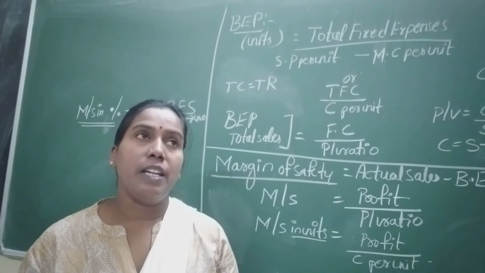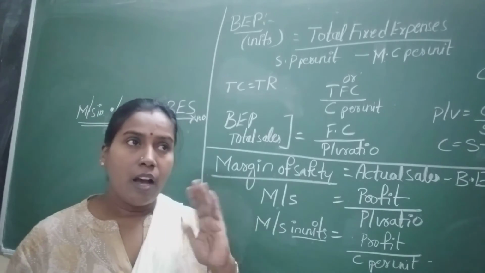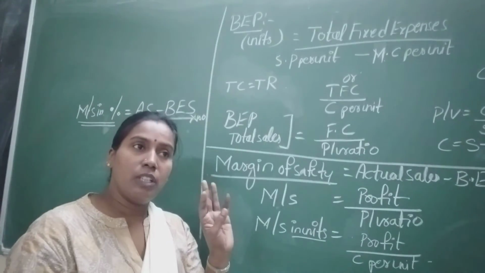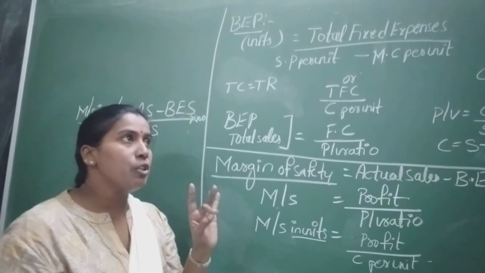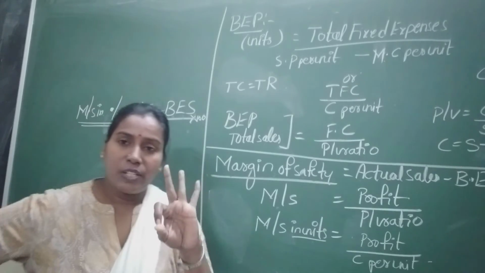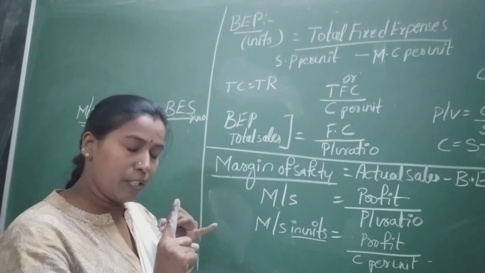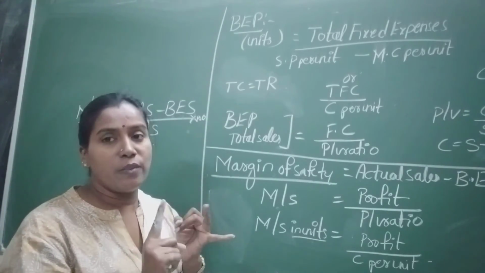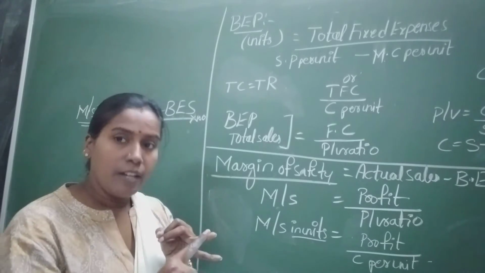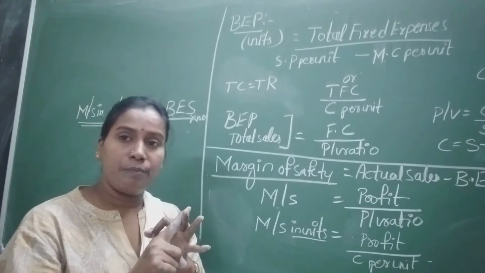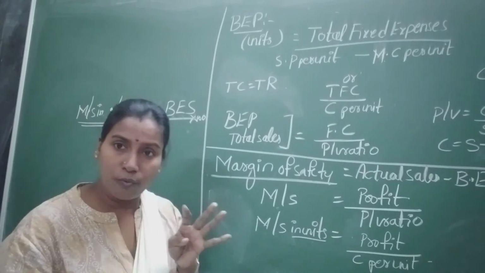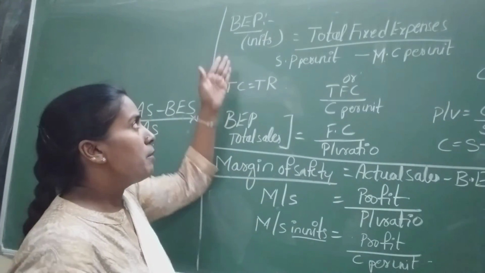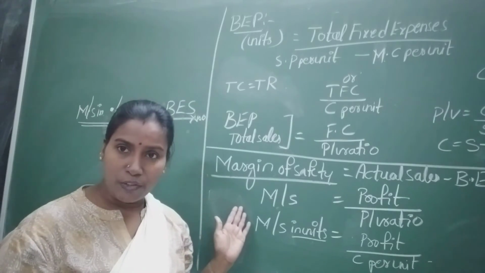So previously, in the previous class, I told you the formulas about the marginal cost equation, profit, and contribution. Next you also learned the PV ratio formulas. Next, break-even point formulas and margin of safety formulas.